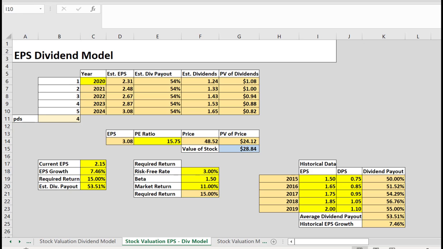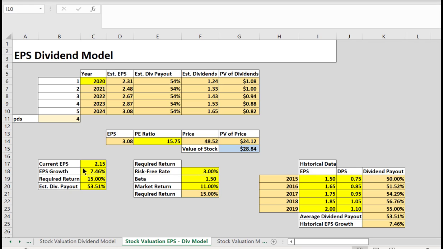Let's look at another way we can look at valuation, right? In this case, we're looking at the relationship between earnings and dividends. We're utilizing a portion then of what we refer to as multiplier models. So we're going to be utilizing the PE ratio of the company. So let's think about what information we need, right?